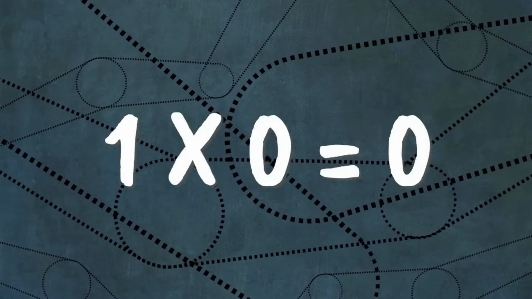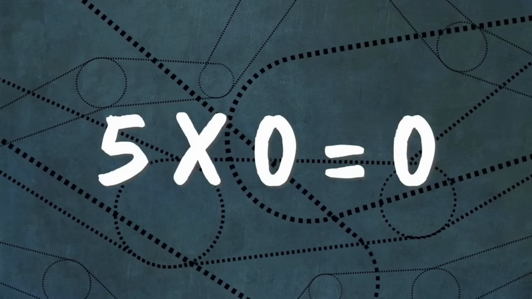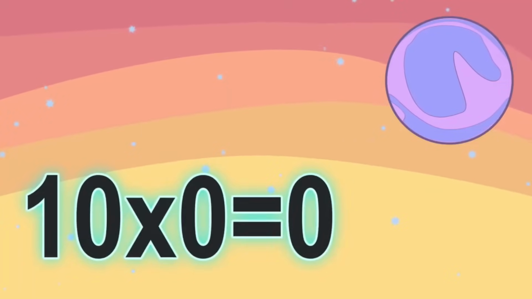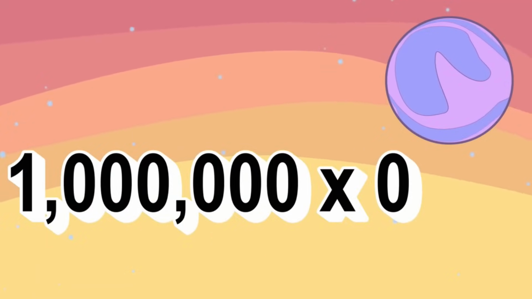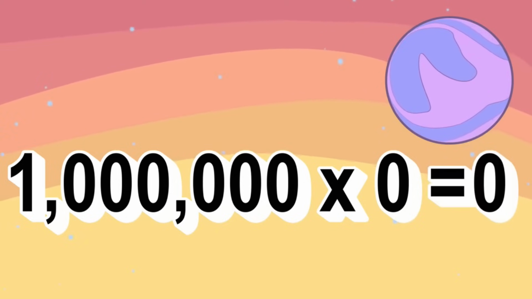1 times 0 equals 0. It's the number 1, 0 times. 5 times 0 equals 0. It's the number 5, 0 times. 10 times 0 equals 0. What is 1 million times 0? You got it, 0. Awesome job.